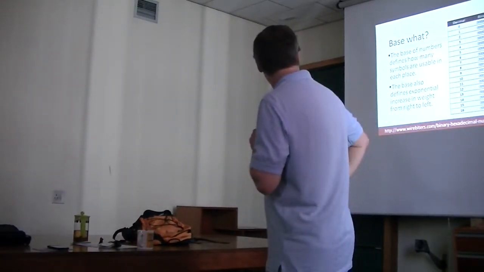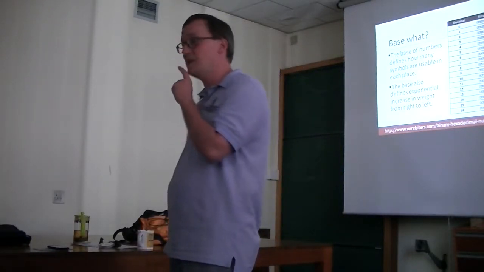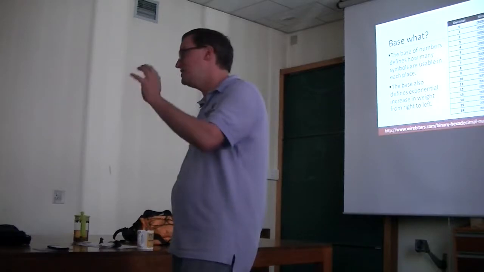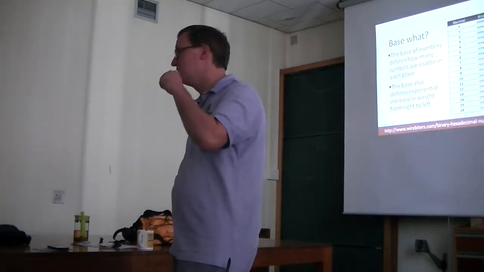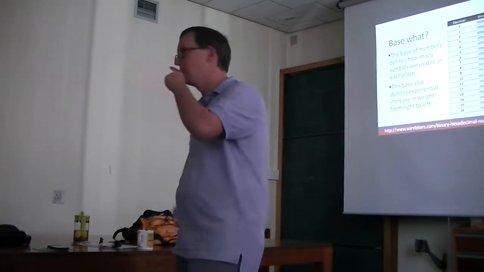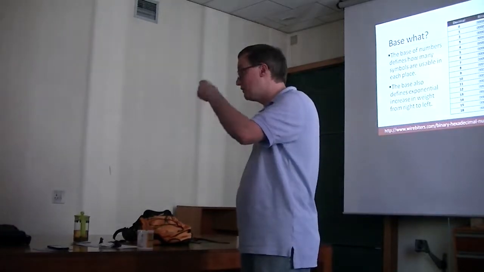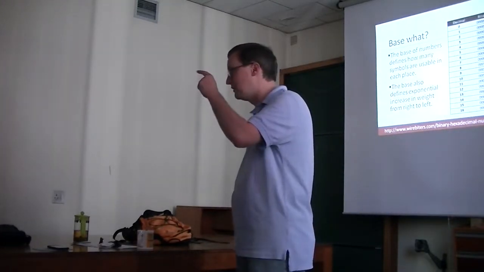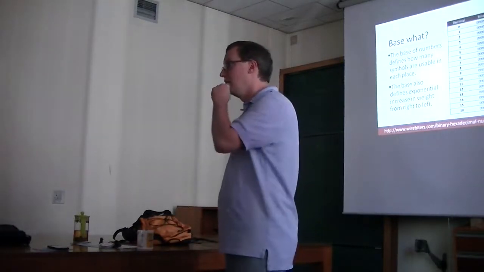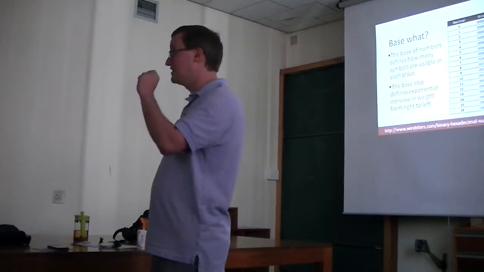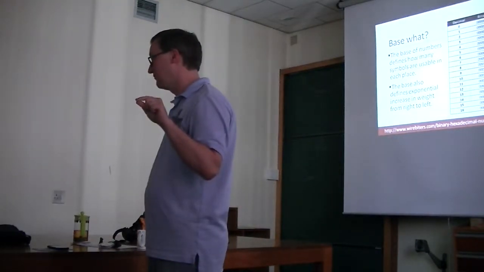The base of numbers defines how many symbols are usable in each place. So in decimal, we have 10 different numerals that we can use in any one spot within a number, 0 through 9. In binary, we're working in base 2, and there are only two numerals that we can use in any position within a number, 0 and 1. In hexadecimal, we have 16 different numerals that can appear in any one position.